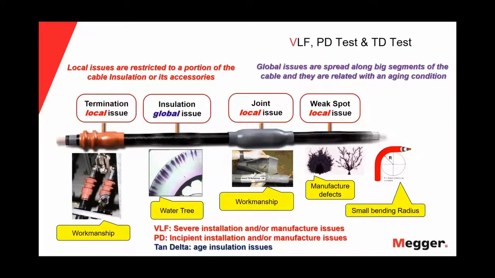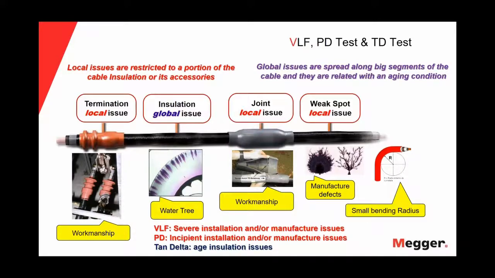In terms of the faults for medium voltage cables, we should distinguish between local issues and global issues. A local issue will be restricted to a portion of the cable insulation or its accessories. And mainly, the local issues are related with poor workmanship or installation problems. On the other hand, the global issues are spread along big segments of the cable, and they are related with the aging conditions of the insulation of the cable.